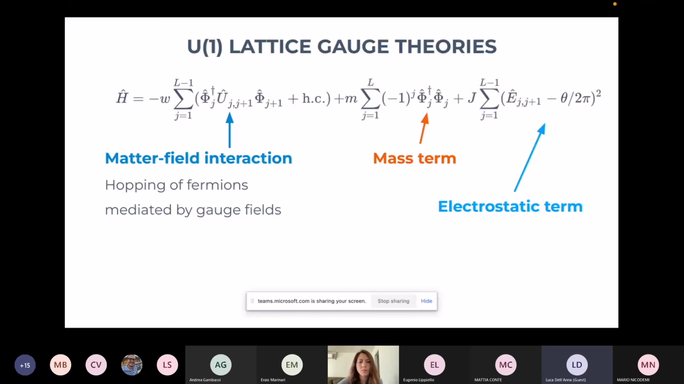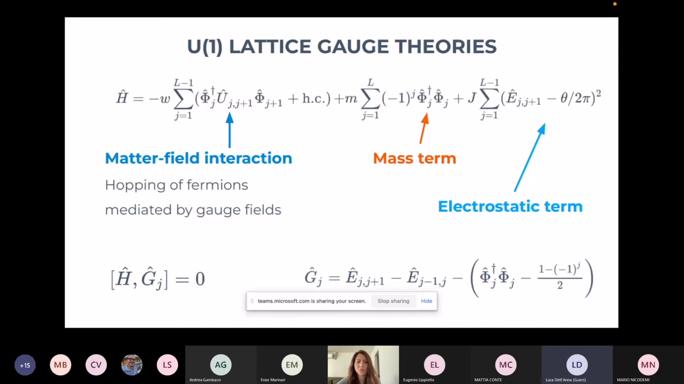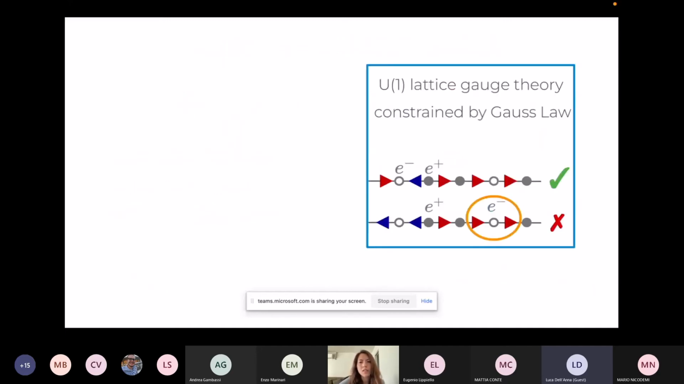So, well, you can check that this commutes with the generators. And so to summarize what I said so far, I introduced a U1 lattice gauge theory constrained by Gauss law, which means that we have positive flux coming from positrons, negative flux for electrons, and no flux in all the other cases. And we don't allow for states that violate this rule.